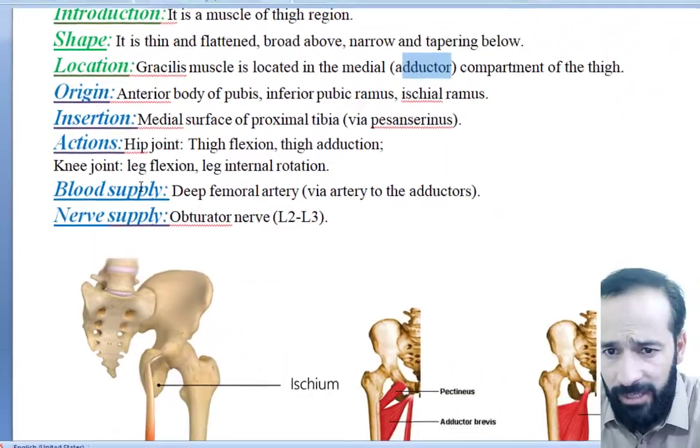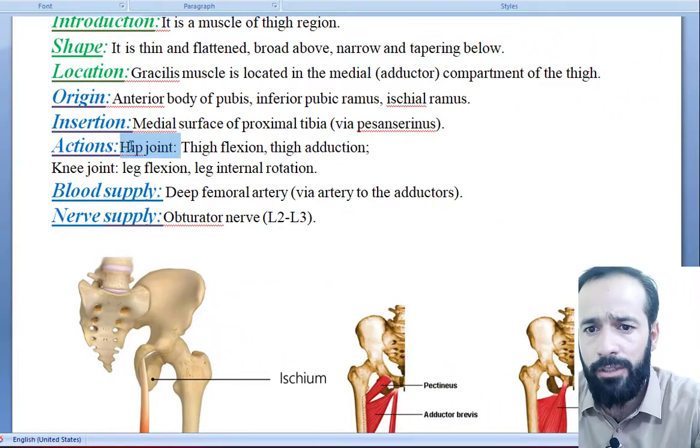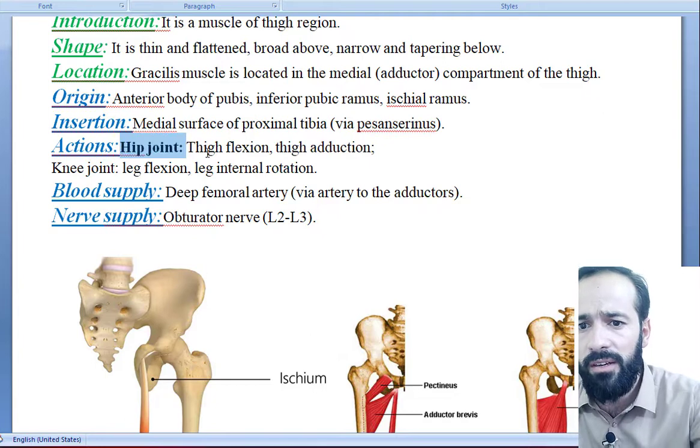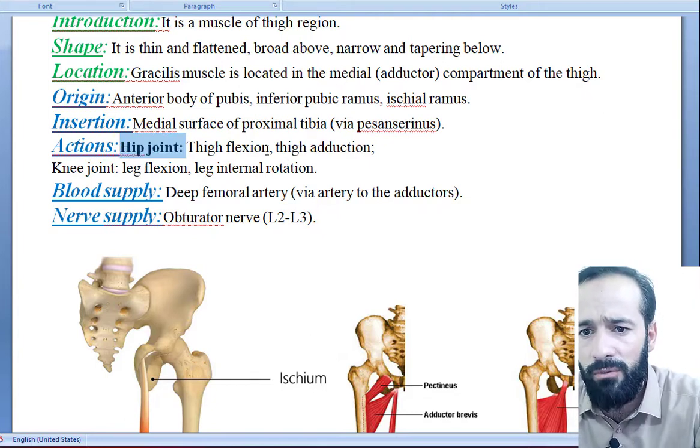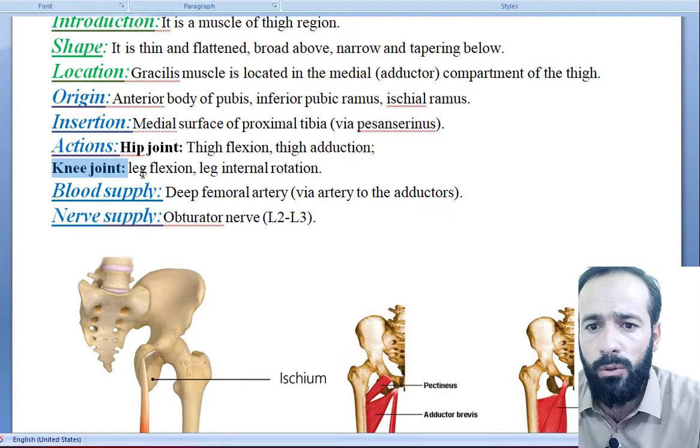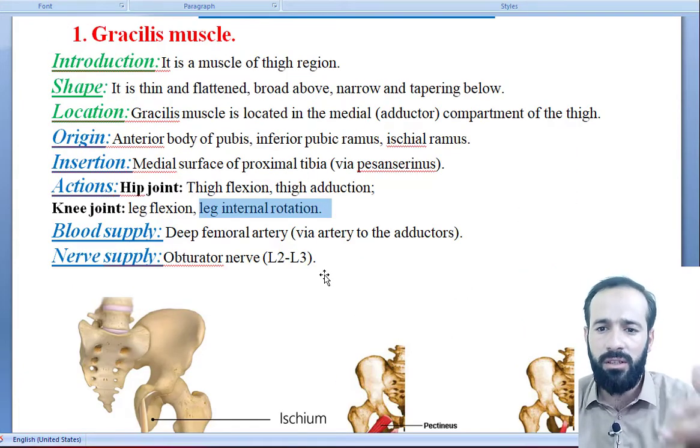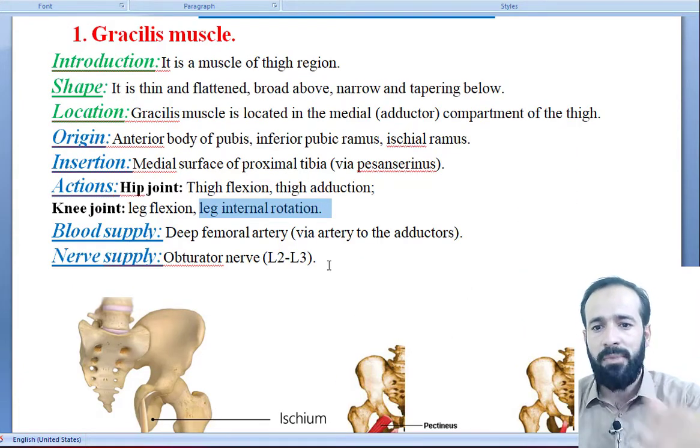And what are its actions? At the hip joint, we say it causes thigh flexion and thigh adduction. And at the knee joint, what does it cause? It causes leg flexion and leg internal rotation. So these are the movements of this muscle.